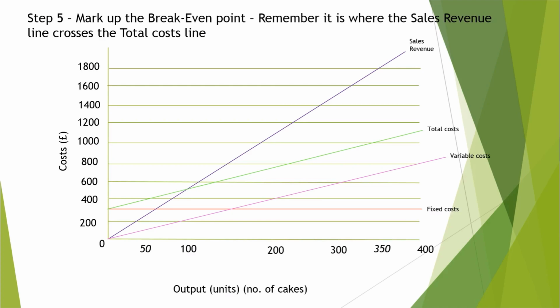So now what we need to do is mark up the break-even point. Remember, the break-even point is where the sales revenue line crosses the total cost line. Where the black arrow is pointing is where those two lines cross. We then can draw a dotted line down to our units line, which shows us how many units we need to produce and sell to break even. And in our diagram, we can see that it equals 100 units.